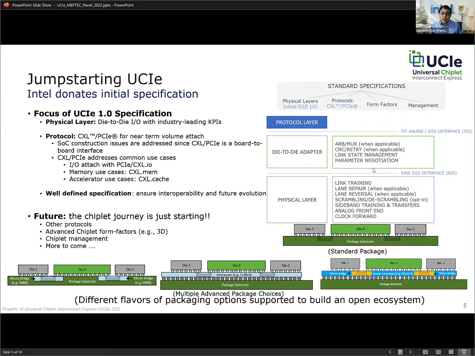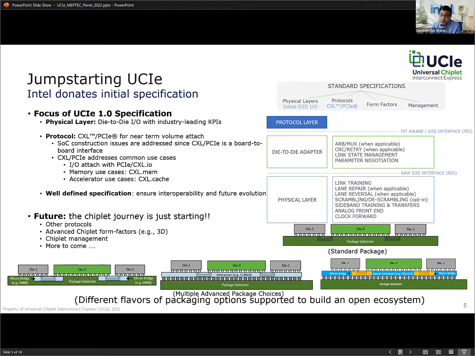We also define the interfaces very carefully, very well-specified interfaces, so that way you can get these IPs from different providers and they're just going to plug and play. And then on top of that, we've got the protocol layer, which for now is mapping CXL and PCIe. Why CXL and PCIe? Well, because those are the ubiquitous standards. People know how to design to them. A lot of your SoC construction issues get addressed by having PCIe or CXL. All people know how to make these interfaces work. All they need is a voltage supply and a clock, right? And then off they go.